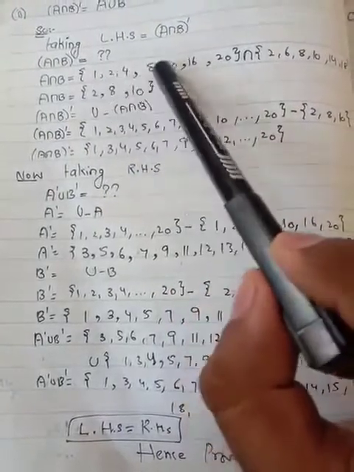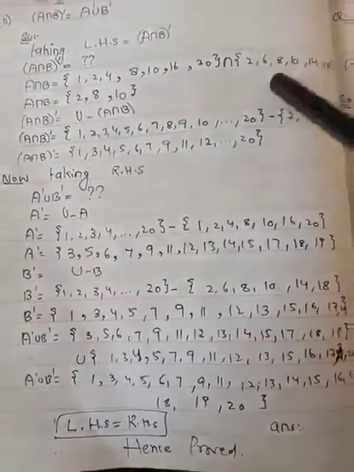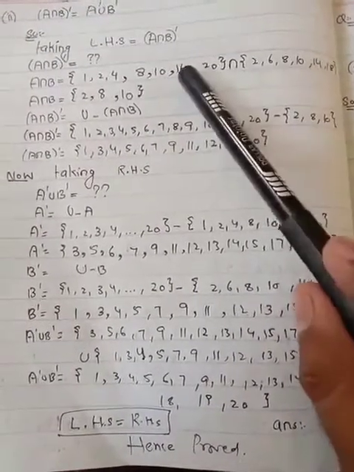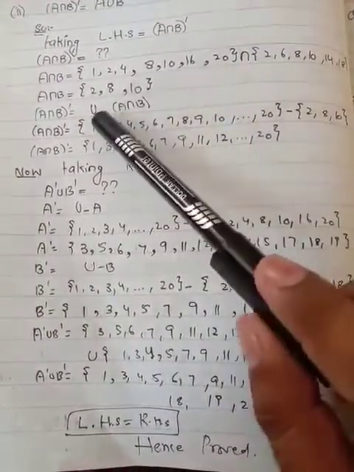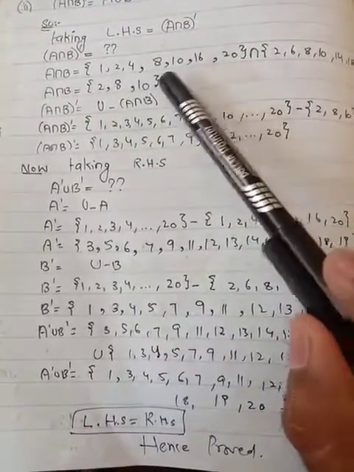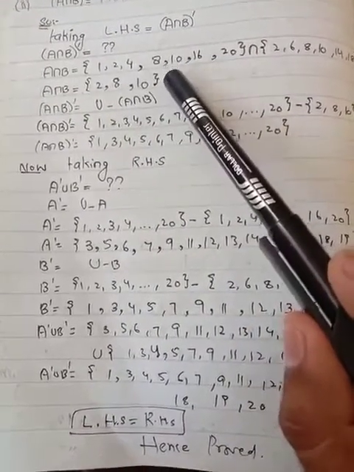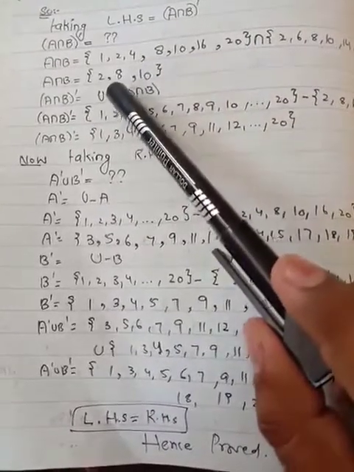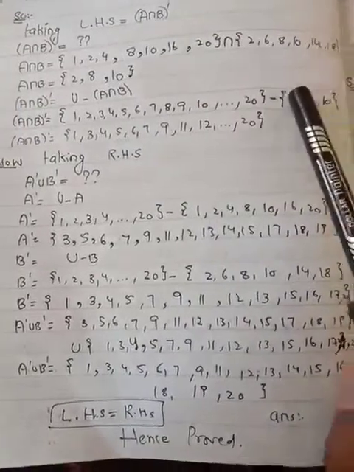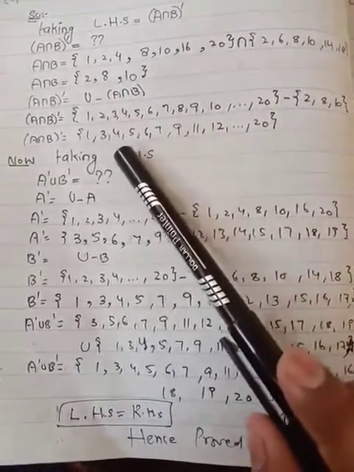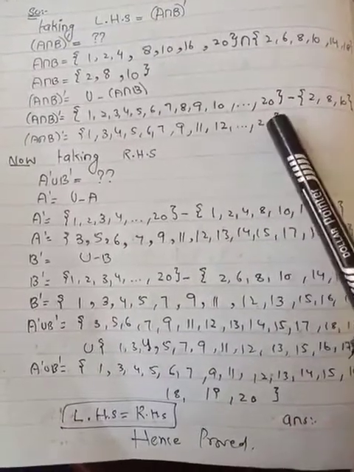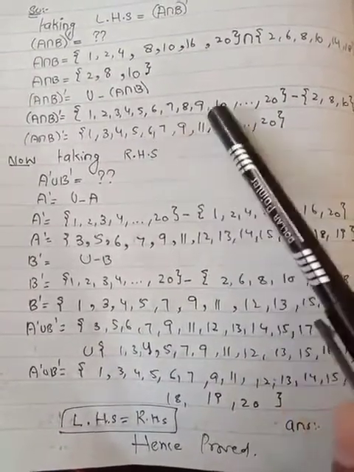A set is 1, 2, 4, 8, 10, 16, 20 and B set is 2, 6, 10, 14 and 18. We will find the intersection. The common elements are 2, 8 and 10. This is the intersection of A and B. Now we will subtract this intersection from U. U set is 1 to 20. We will get our answer as 1, 3, 4, 5, 6, 7, 9, 11 up to 20. So this is the answer of A intersection B whole complement.